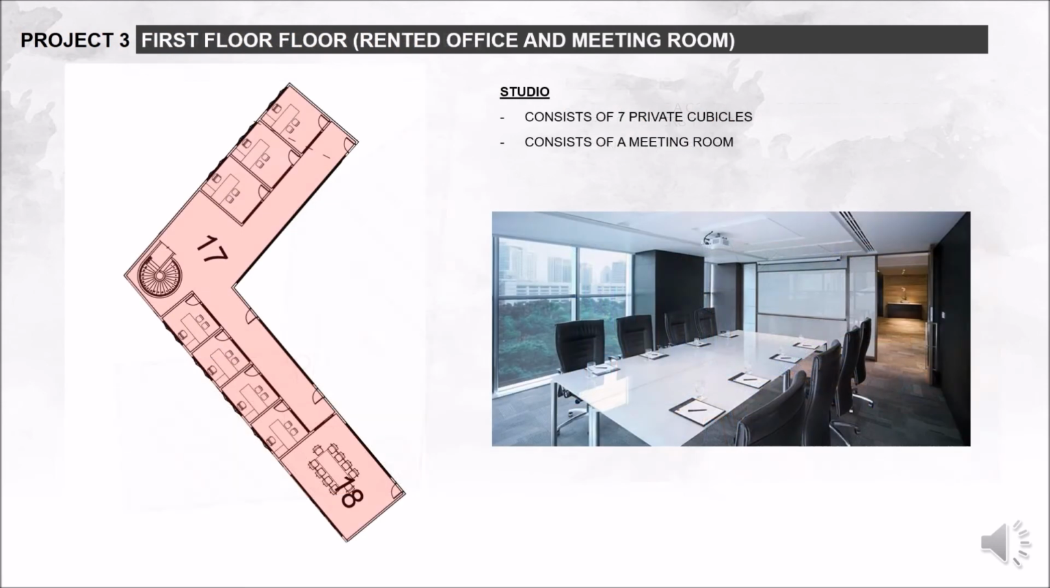Next, we'll talk about the first floor. It is a rented office which contains 7 private cubicles which cost more to rent, and a meeting room, and a spiral staircase that connects to the pantry below.